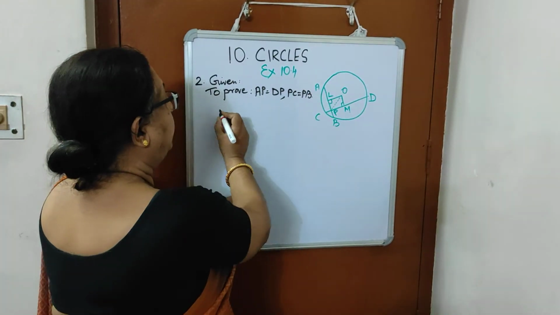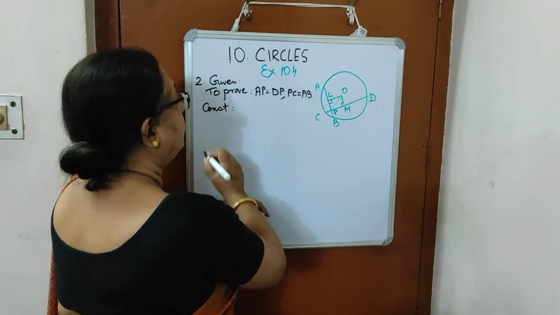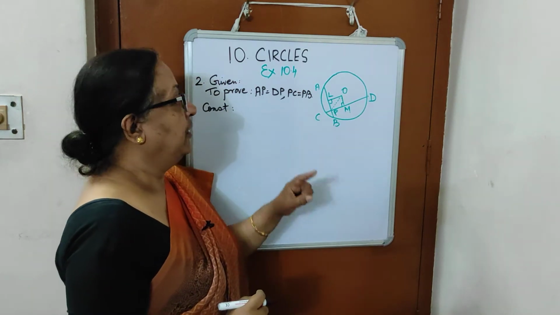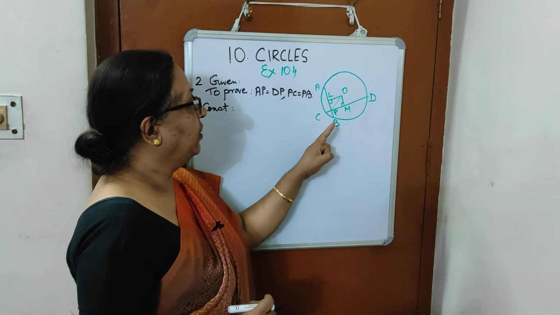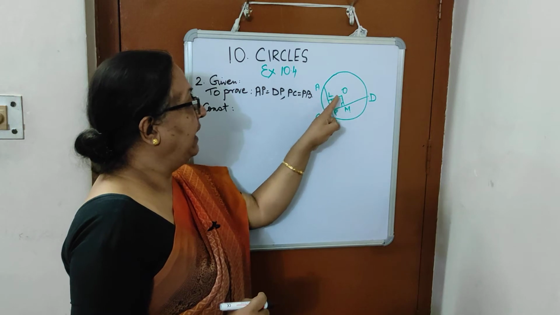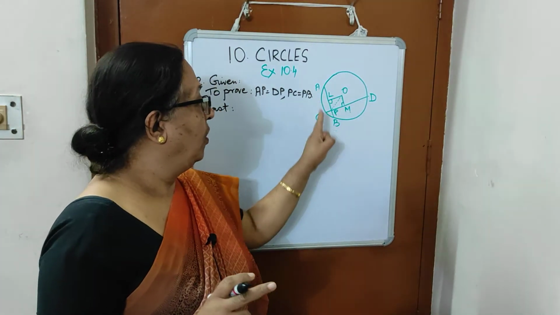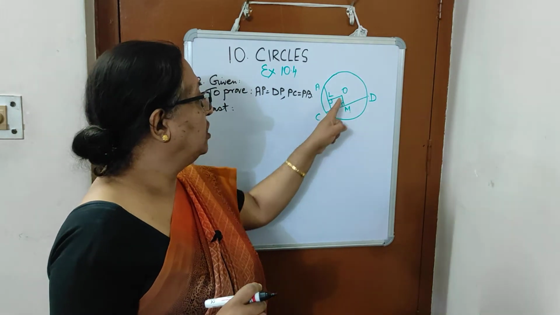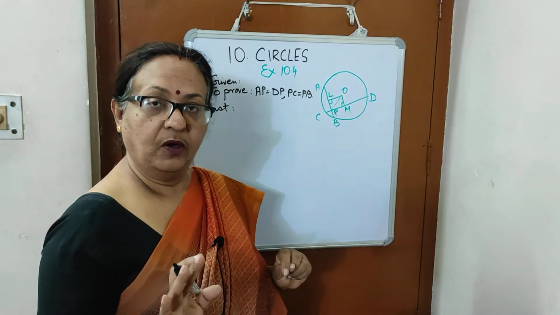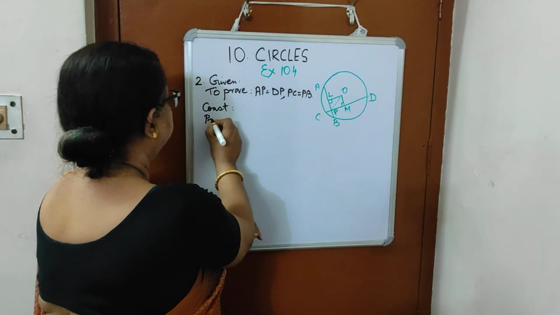For this we do a small construction. What is the construction? We draw two perpendiculars from O on the chords. OL and OM are two perpendiculars from O on the chords, and we also join OP. Okay, this is over. Now we start proof.